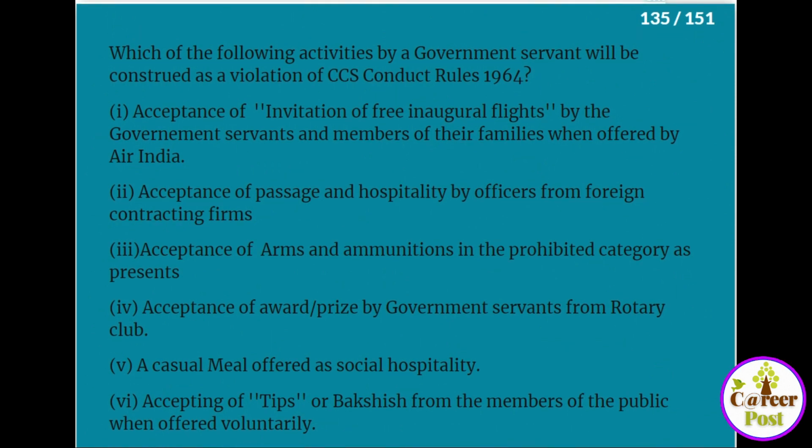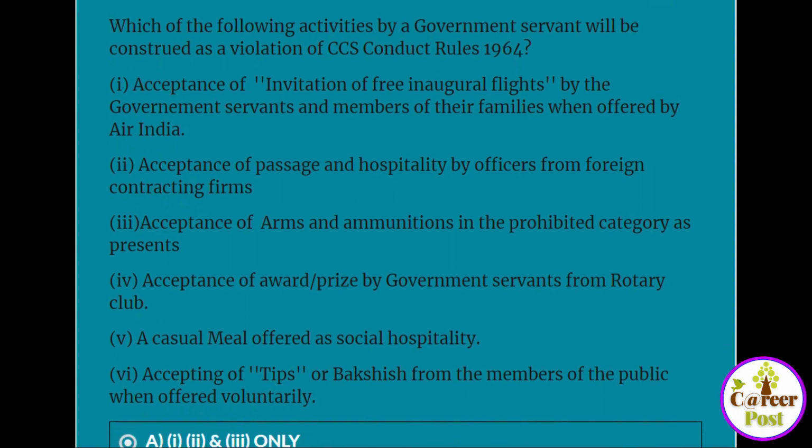Which of the following activities by government servant will be construed as violation of CCS Conduct Rules? Acceptance of invitation of free inaugural flights by the government servants and the members of their family when offered by Air India. Acceptance of passage or hospitality by officers from foreign contracting firms. Acceptance of arms and ammunition in the prohibited category as presents. Acceptance of award or prize by government servants from Rotary Club. A casual meal offered as a social hospitality. Acceptance of tips or bakshis from the members of public when offered voluntarily. Here you have to identify which of the following activities are considered as violation of CCS Conduct Rules. That means which are not correct according to CCS Conduct.